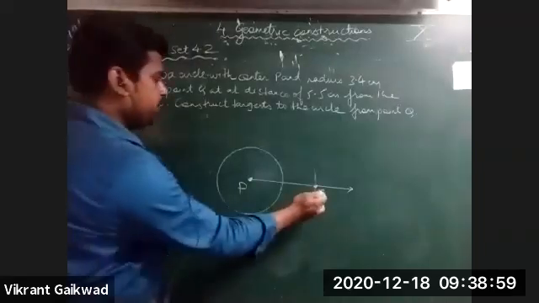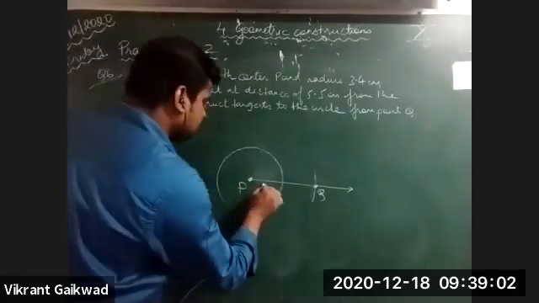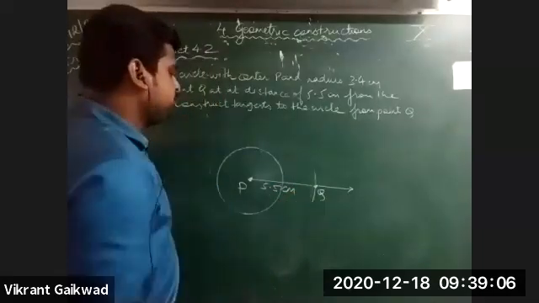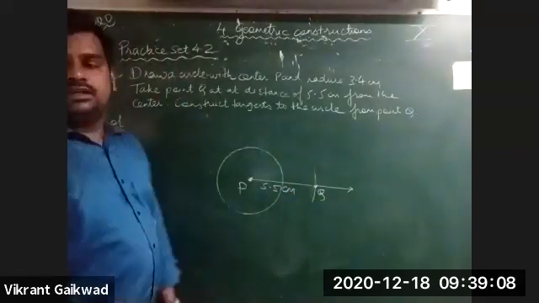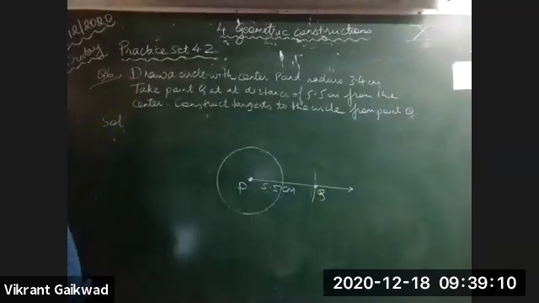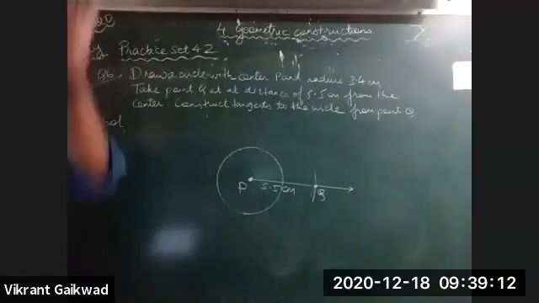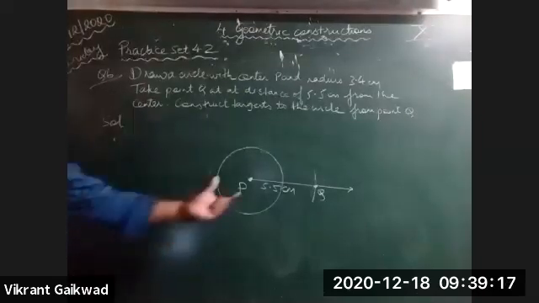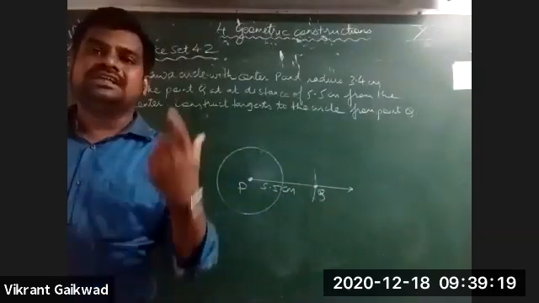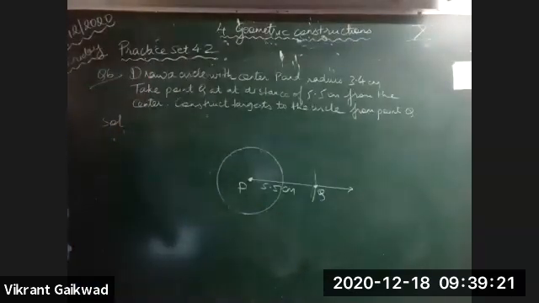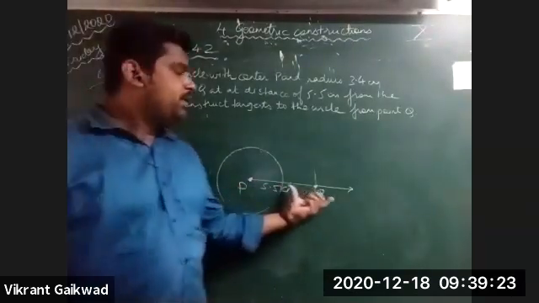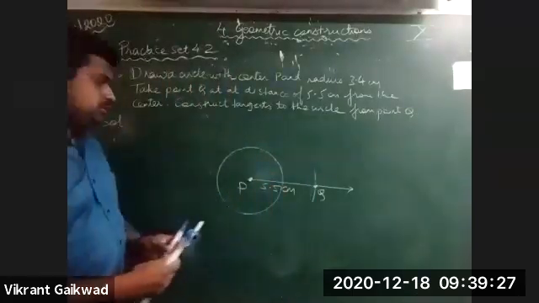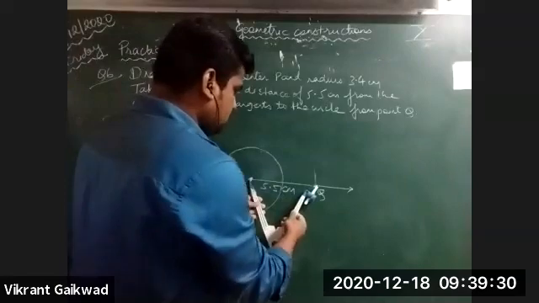So the distance of point Q from the center is 5.5 centimeters, the distance of PQ. Is this clear to all the students? Now, what to do is, you have to draw the perpendicular of segment PQ to get the radius. I'll explain that also.